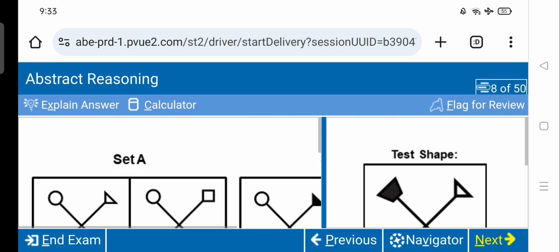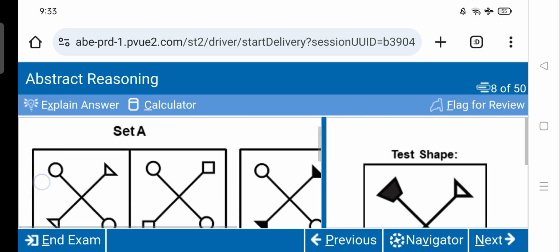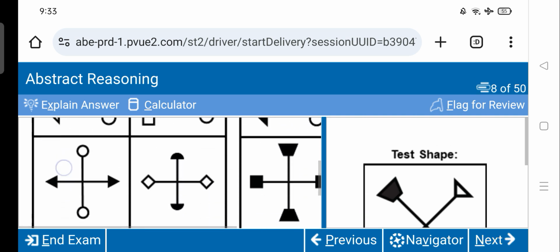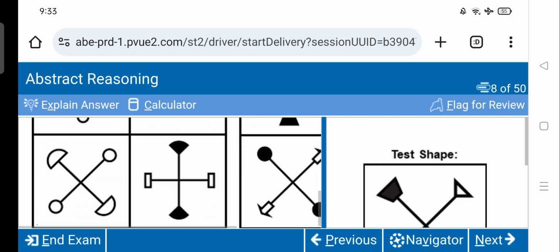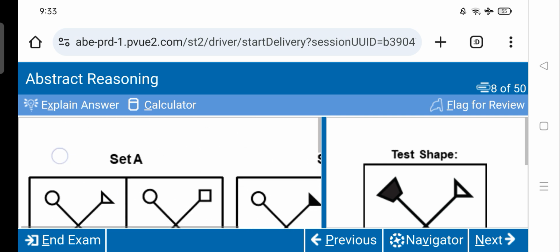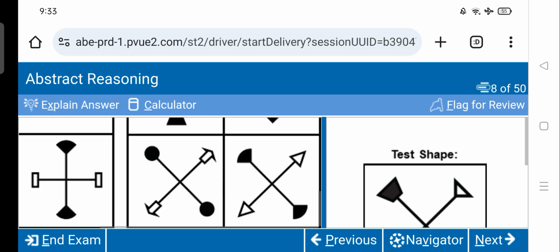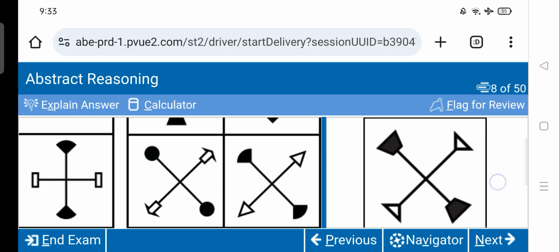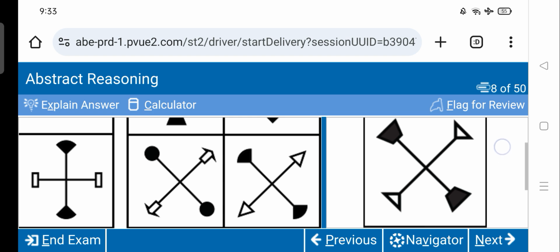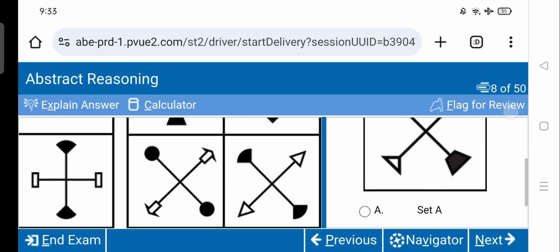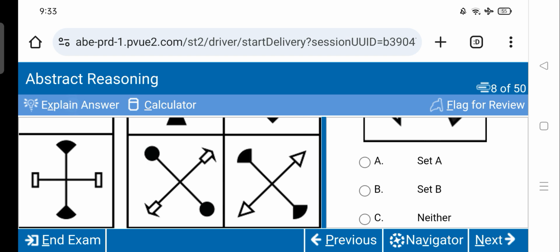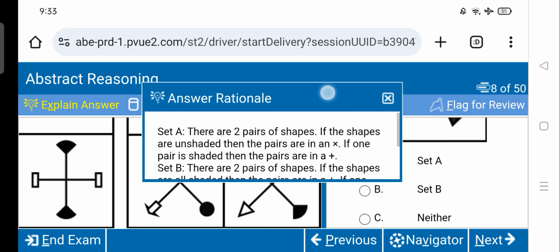Next we have question number 8 with set A with these shapes, as you can see here. And then we have set B with these shapes. Test shape: two types of shape and one shape is shaded. So let's see which one is the correct option.